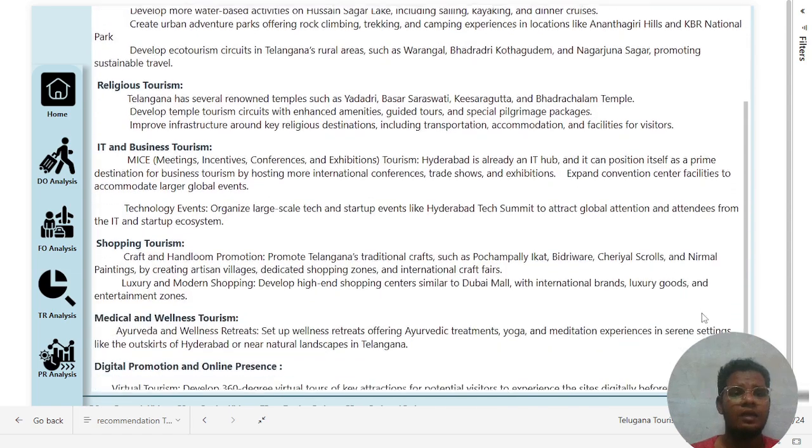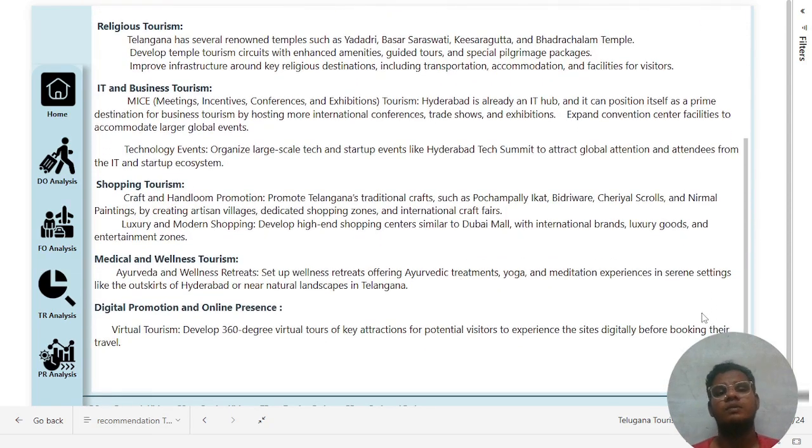And then IT and business tourism: meetings, incentives, conferences, and experience tourism. Hyderabad is already an IT hub because there is HITEC City and many high-tech companies, and it positions itself as a prime destination for business tourism by hosting more international conferences, trade shows, and exhibitions, and expanding convention center facilities to accommodate larger global events. Whenever global events happen in Hyderabad, they attract more foreign visitors, and domestic visitors also participate in the event. It also promotes tourism.